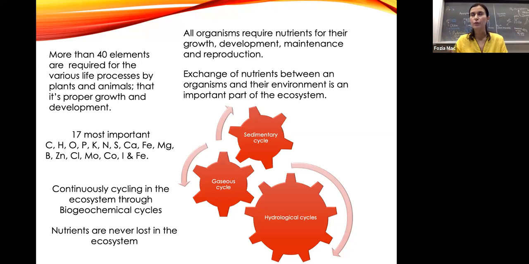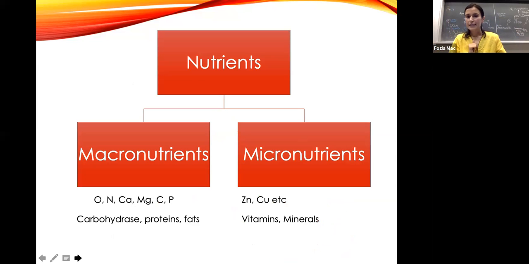So for example, phosphorus is a sedimentary cycle. It just happens in the sediment on the surface. It doesn't have much to do with the atmosphere. So that's what I wanted you to get from this.